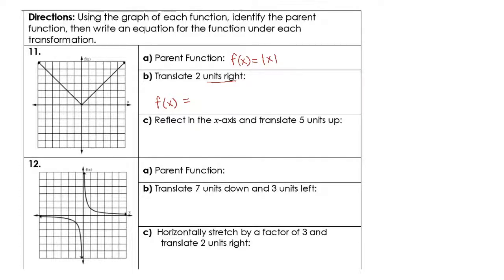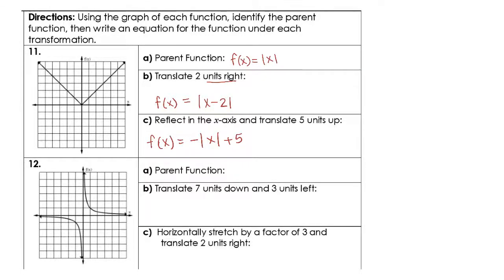2 units to the right, that's going to be on the inside, and it's going to be the opposite of what we think. And then we're going to talk about reflecting in the x-axis and translate 5 units up. So if we want to reflect in the x-axis, that negative's got to go on the outside. And then moving 5 units up, we would add a plus 5 on the outside.